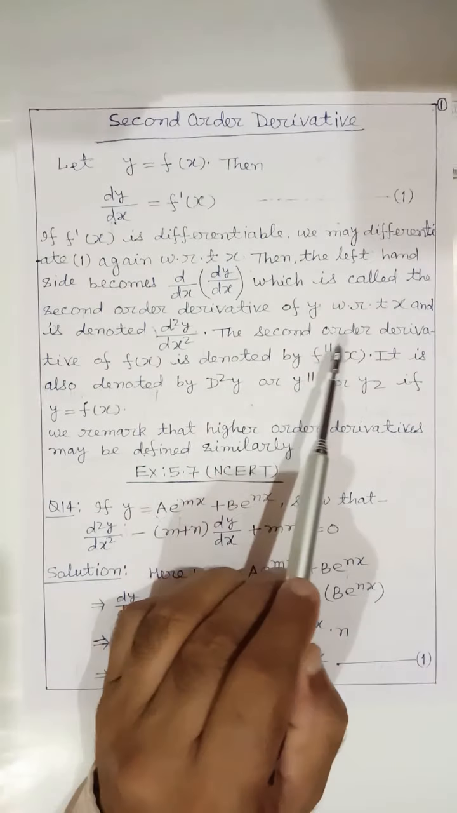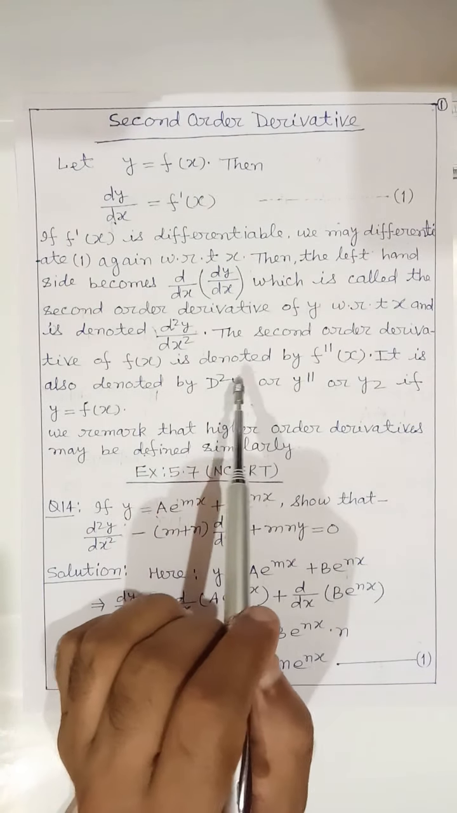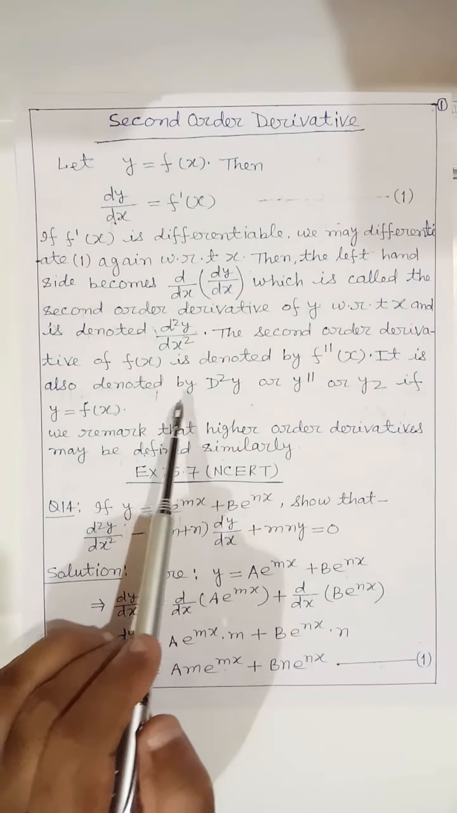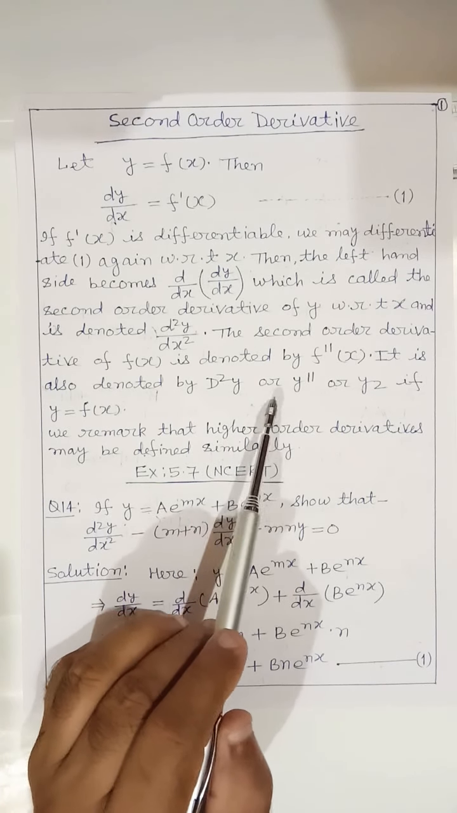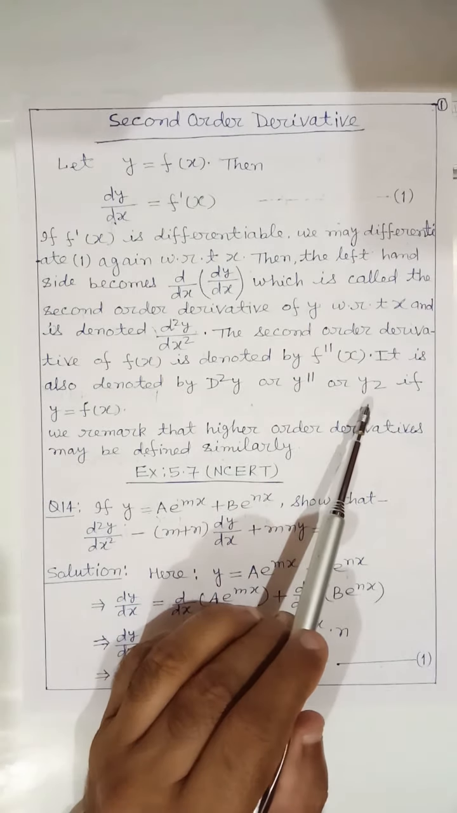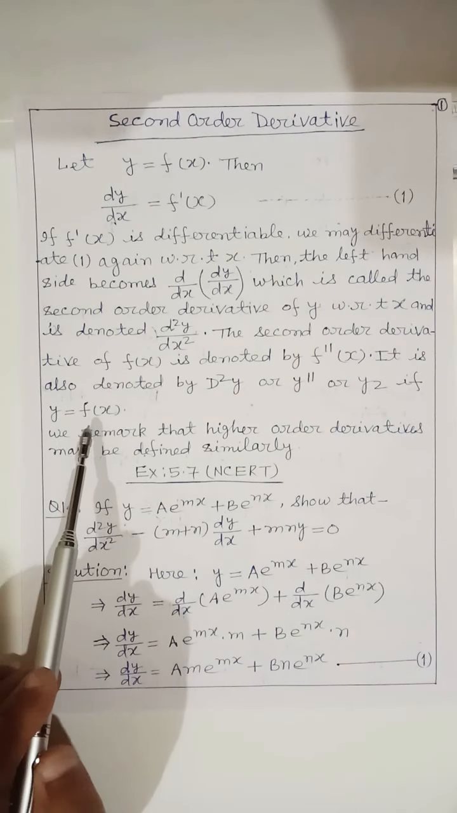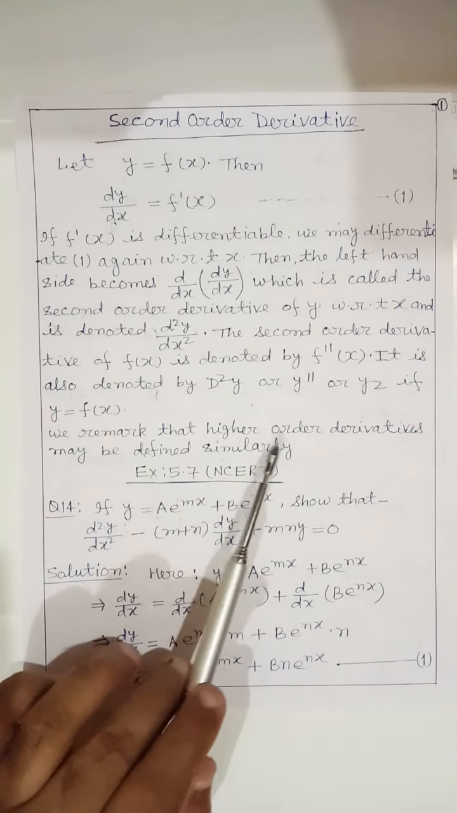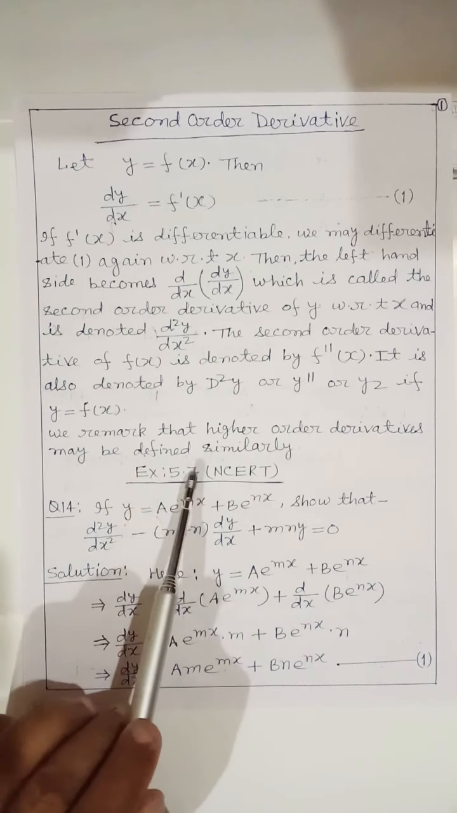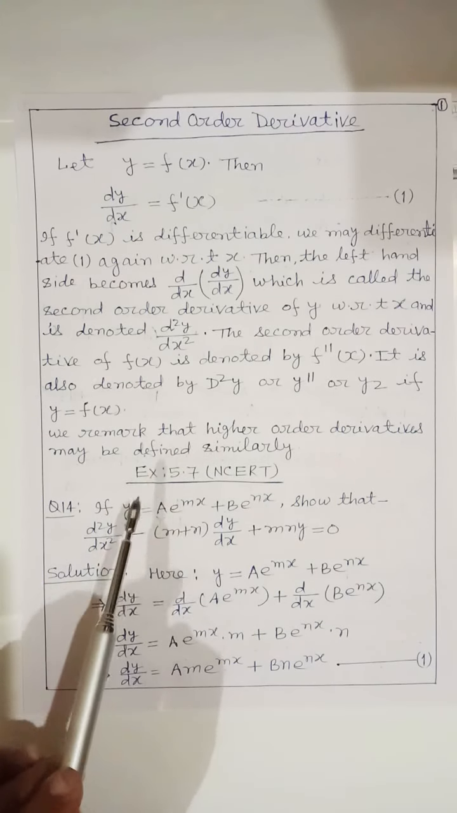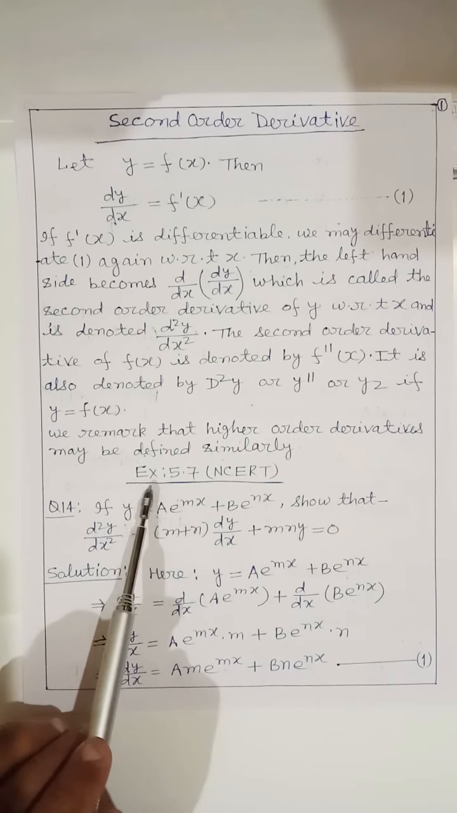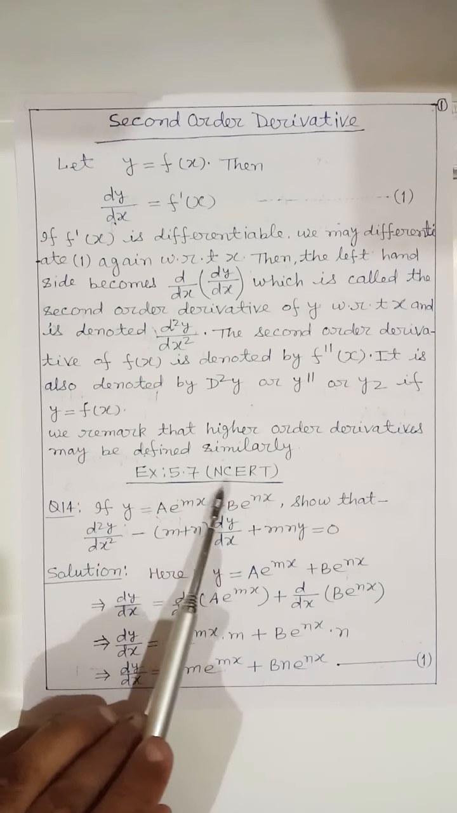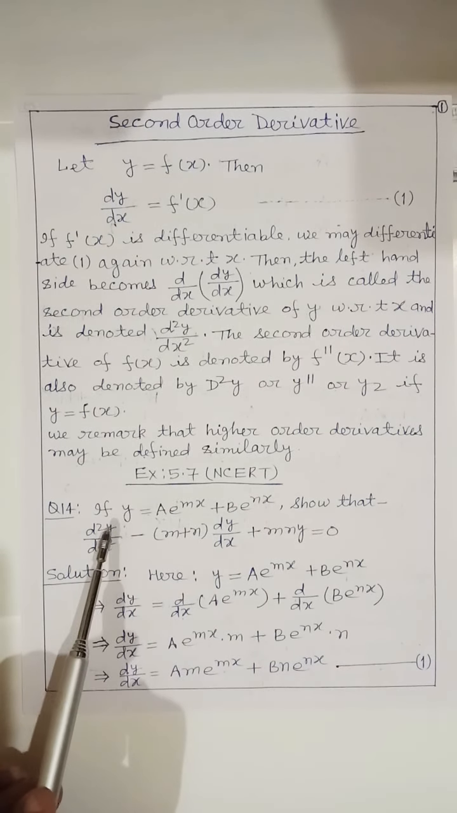Dear students, the second order derivative of f(x) is denoted by f double dash x. It is also denoted by d2y or y double dash or y2 if y equal to f(x). We remark that higher order derivatives may be defined similarly. Now we will discuss the solution of the questions of exercise 5.7 from NCERT.